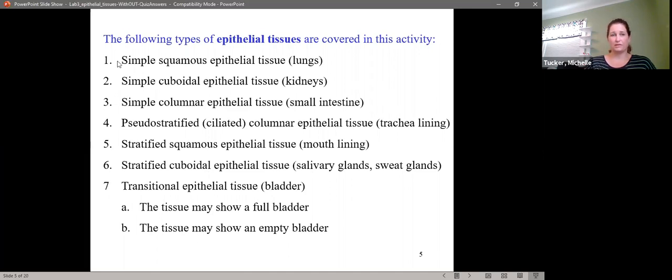And as I mentioned, we start with simple tissues. We'll start with a single layer of squamous cells that are found in the lungs. Then we'll go to a single layer of cuboidal cells found in the kidney, and then a single layer of columnar, which forms epithelial tissue found in the small intestine.